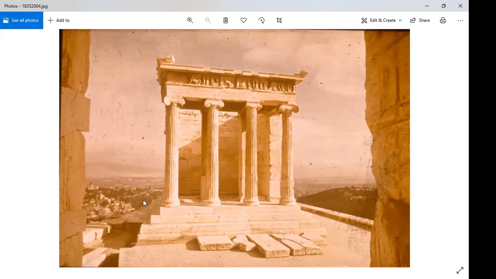Athens is a city of 6-7 million easily by now. And it's one of the most polluted cities, at least in Europe, if not in the world.